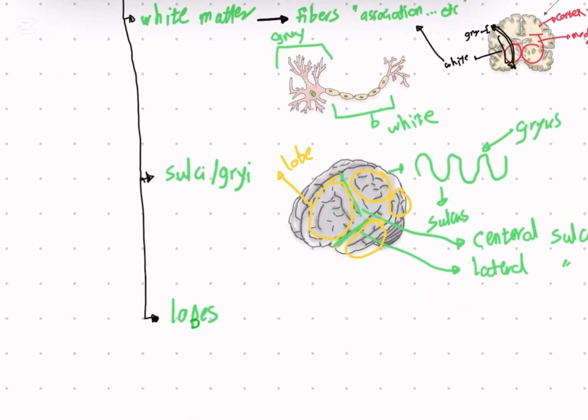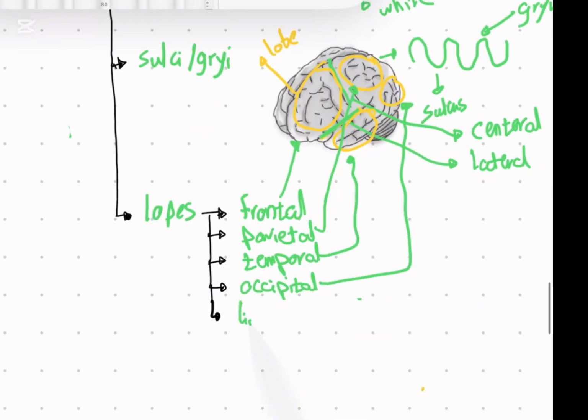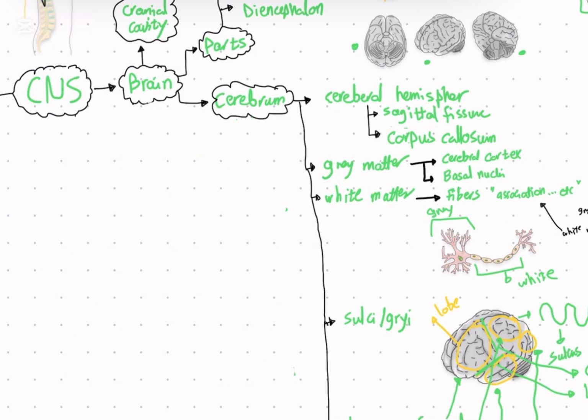So anterior to the central sulcus, this is known as the frontal lobe. Posterior to the central sulcus, this is known as the parietal lobe. Below the lateral sulcus, this is known as the temporal lobe. And posteriorly, we have the occipital lobe. In addition to these four lobes, we have an additional lobe, which is known as the limbic lobe, and it is a functional lobe. Let's now move to another part of the cerebrum, which is the diencephalon.